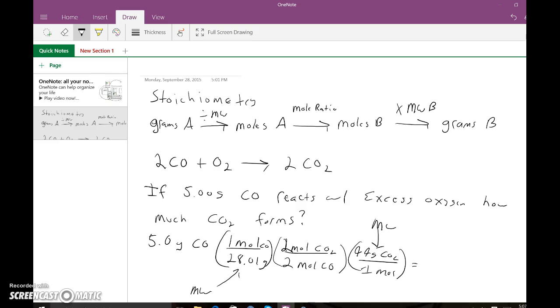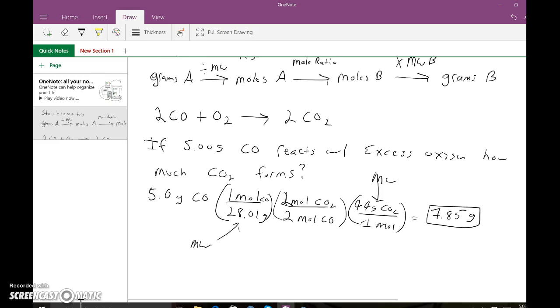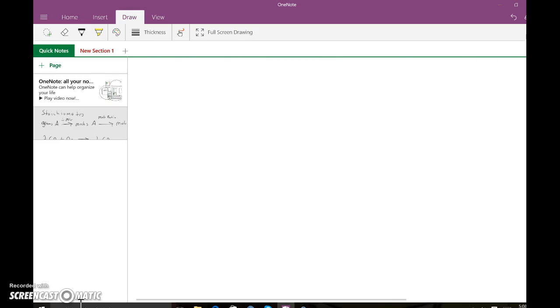Okay, then we go ahead and we calculate that out. What I do is 5 divided by 28.01 and then times 44, which gives me a final answer of 7.85 grams. Okay, so I went from grams of CO to moles of CO to moles of CO2 to grams of CO2. And that's what you do with pretty much every single one. So okay, that was a simpler example.